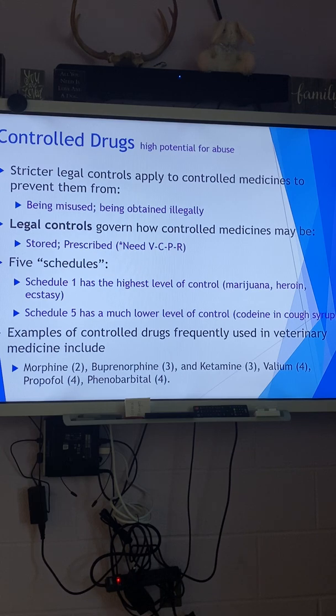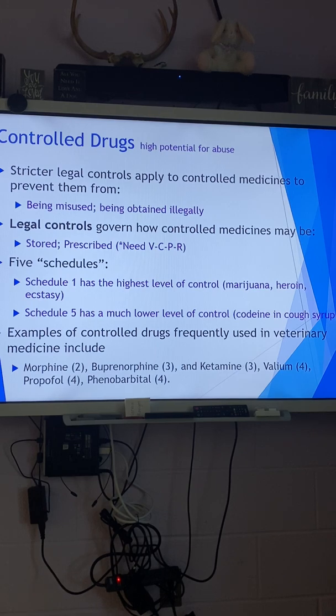And we have 5 schedules. This was the C that we were talking about on the ketamine insert. Yeah, and it said C3. All right, so Schedule 1 is not used in a vet clinic. We don't use marijuana. We certainly don't use heroin or ecstasy, but those are highly abusable drugs. Pets don't use those. Marijuana, I don't know, you could probably argue with that.